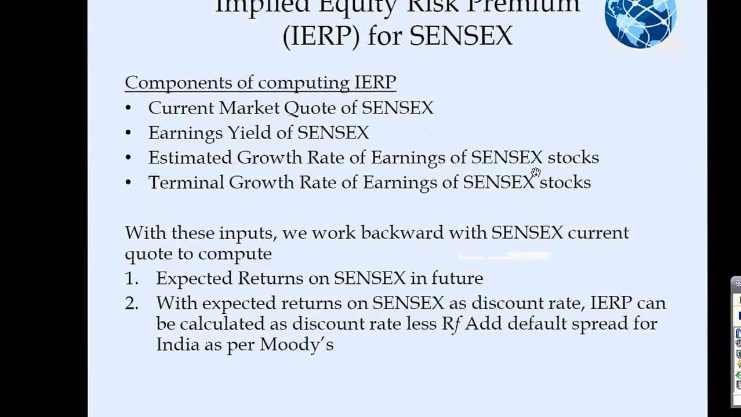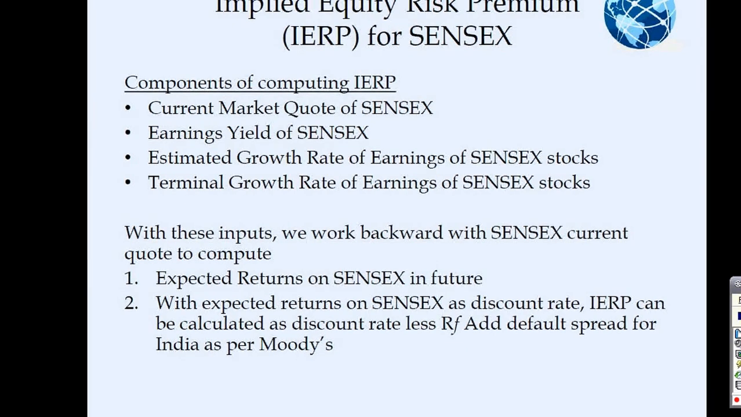Let's go to the next slide. Now we have to calculate the implied equity risk premium for SENSEX. What are the components that we are going to use? We are going to take the current market price of SENSEX, the earnings yield of SENSEX, the estimated growth rate of earnings of SENSEX stocks, and the terminal growth rate of earnings of SENSEX stocks. These are the 4 components that we need for computing the implied equity risk premium.